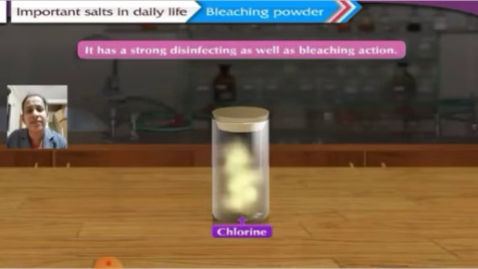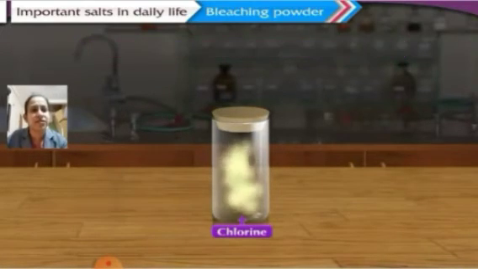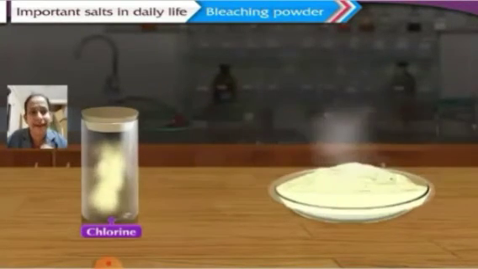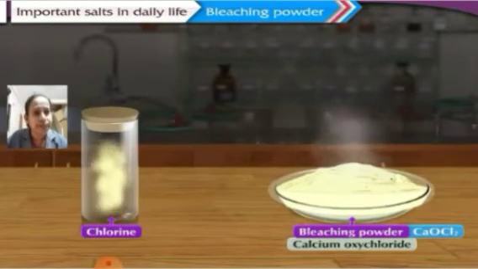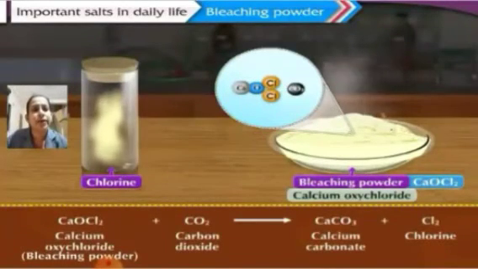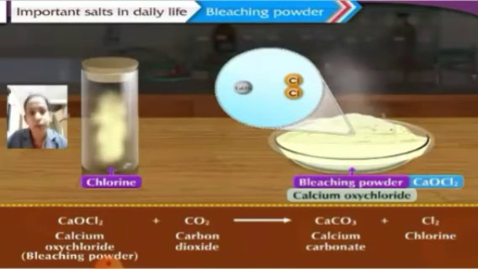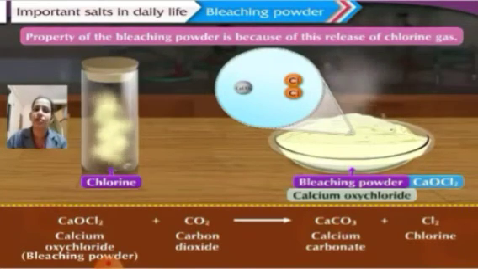Wherever it is put, like on the floor also, that floor becomes completely clean. That action of the bleaching powder is called a bleaching action. So chlorine gas can be used for disinfecting as well as bleaching. Being a gas, it is inconvenient to handle, and therefore we use bleaching powder instead of chlorine gas directly. Calcium oxychloride, when it reacts with carbon dioxide, gives calcium carbonate plus chlorine. This is the property of bleaching powder because of the release of chlorine gas.